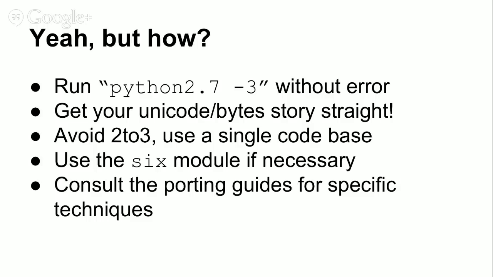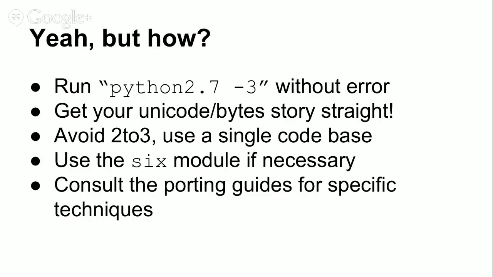Okay, so really quickly, if you can't quite get to Python 3 yet, run Python 2.7 with the -3 flag, and that will cause a number of errors where your code is not yet compatible with 3, but without sort of going the extra mile. And what that extra mile usually entails is making sure that your Unicode and bytes story is straight.